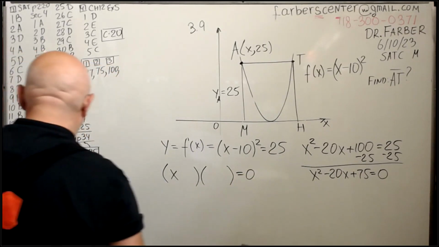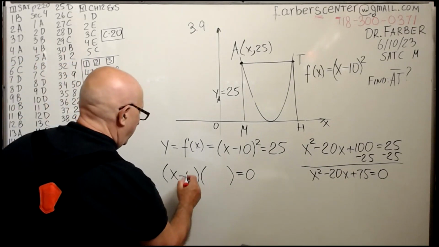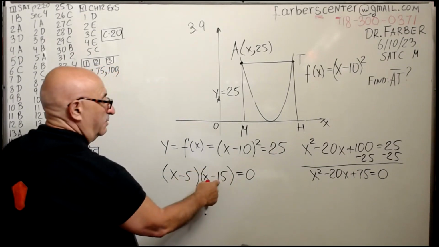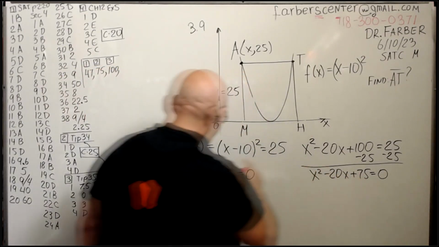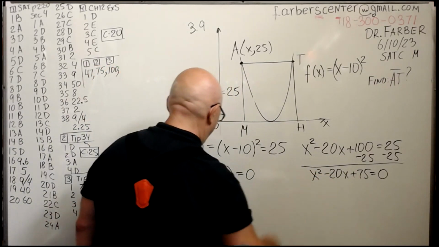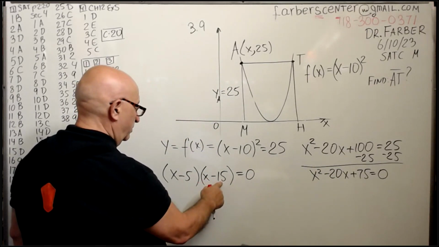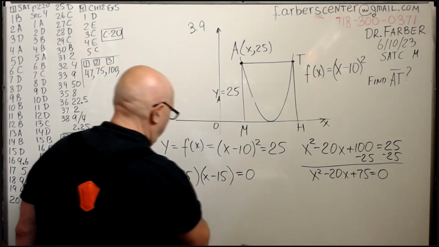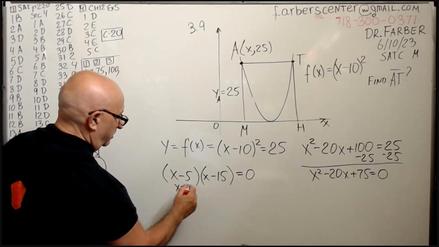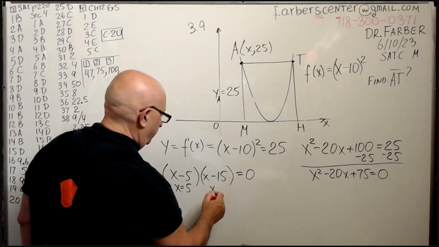75 and 20. You can have 5 and 15 negative. Negative 5 and negative 15. Negative 5 times negative 15 is 75. Negative 5 plus 15 is negative 20. A product equals 0 when either one of these equals 0. If x minus 5 equals 0, x equals 5. If x minus 15 equals 0, x equals 15.